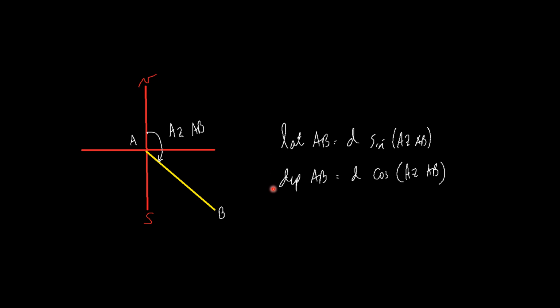and the departure. If the azimuth is between 0 and 90, both departure and latitude are positive. If the azimuth is between 90 and 180, the departure is positive and the latitude is negative. If the azimuth is between 180 and 270, both latitude and departure are negative. And if the azimuth is between 270 and 360, the departure is negative and the latitude is positive.